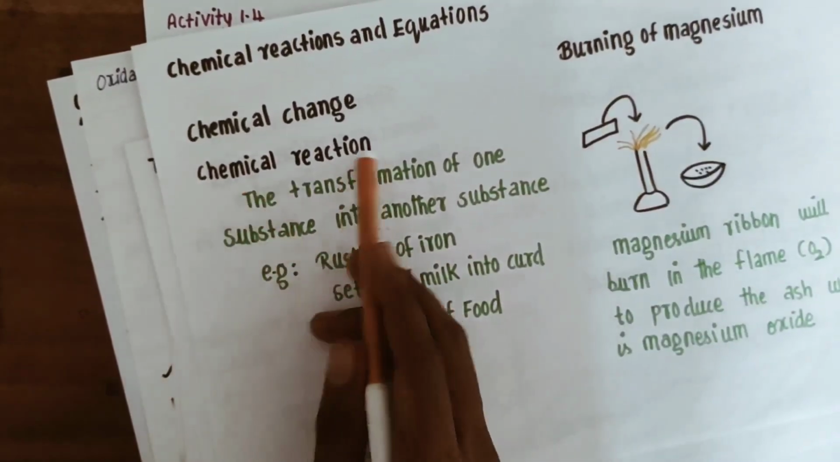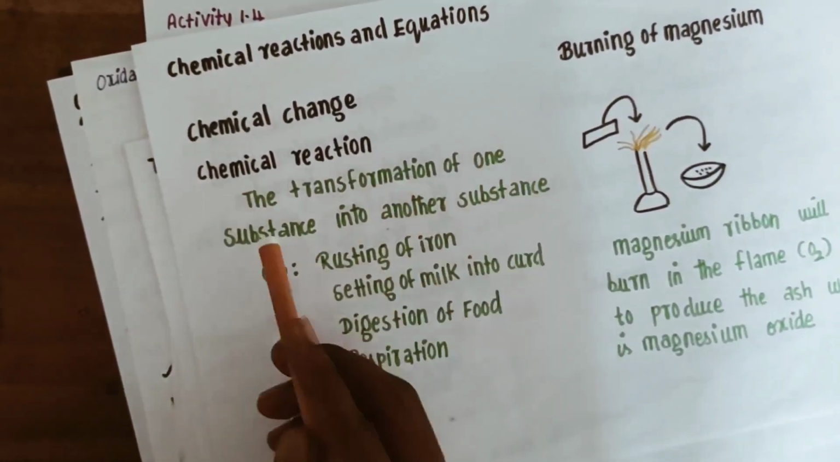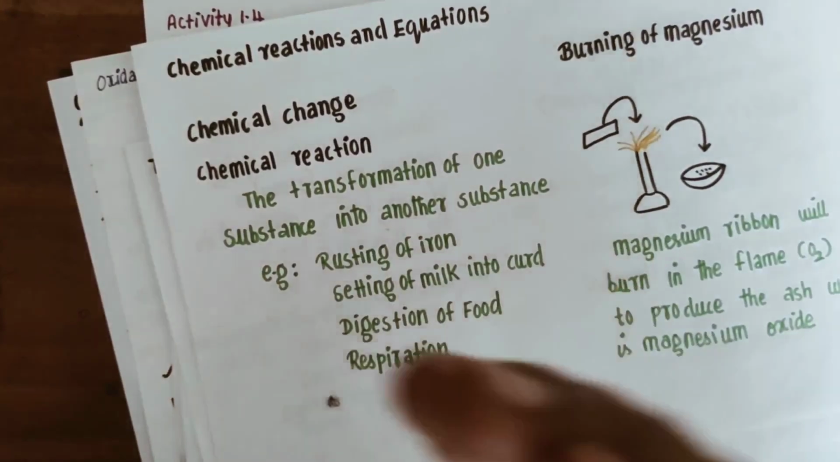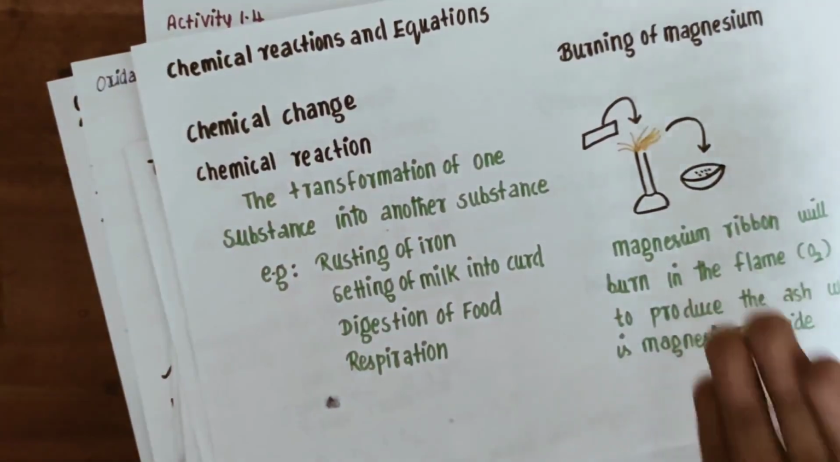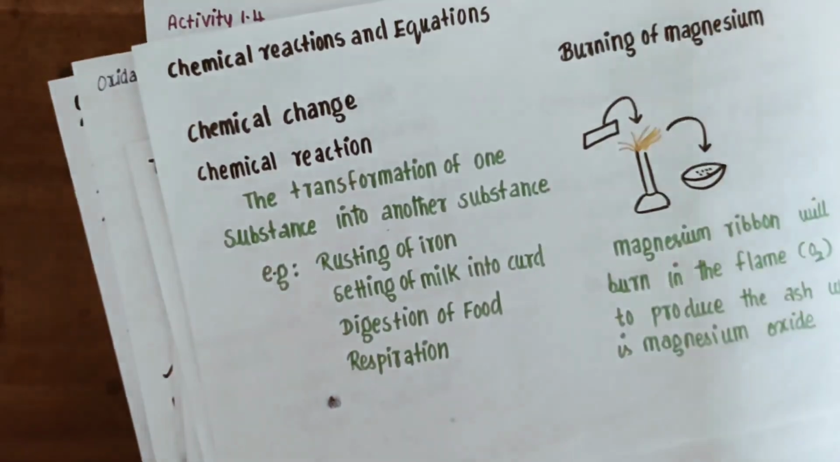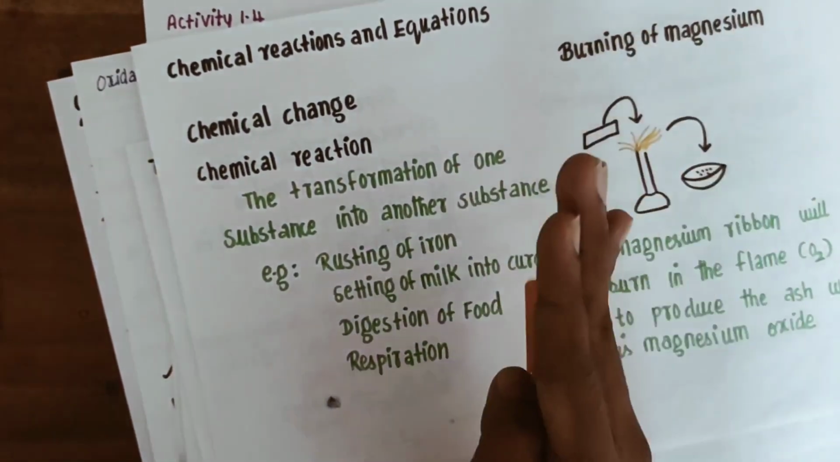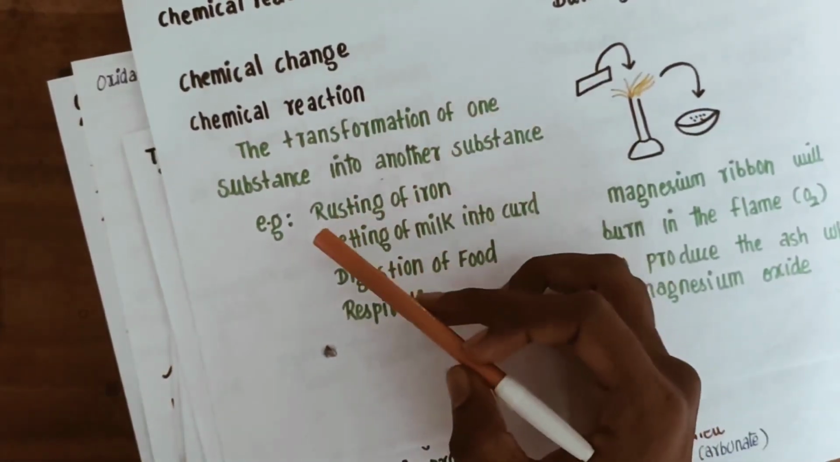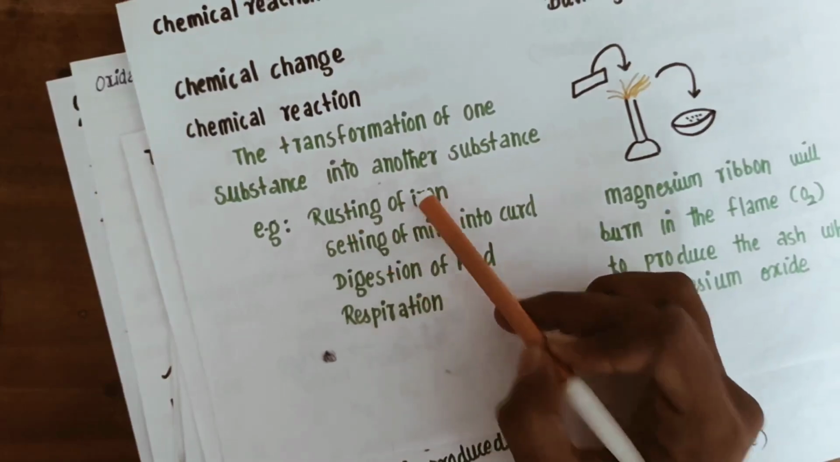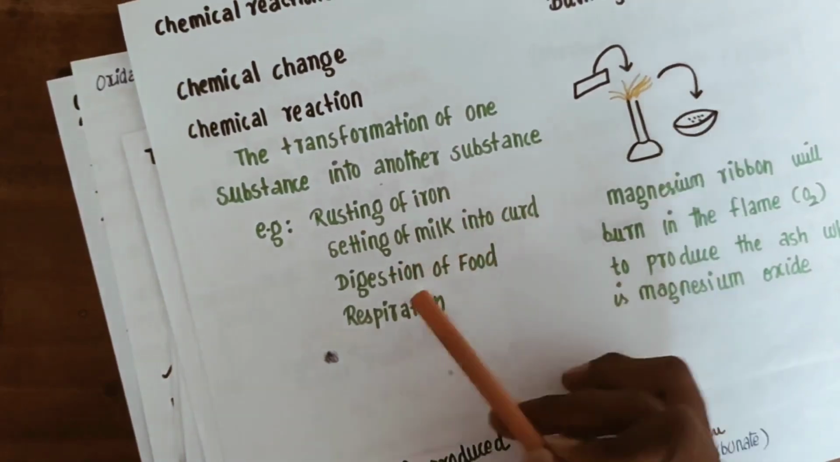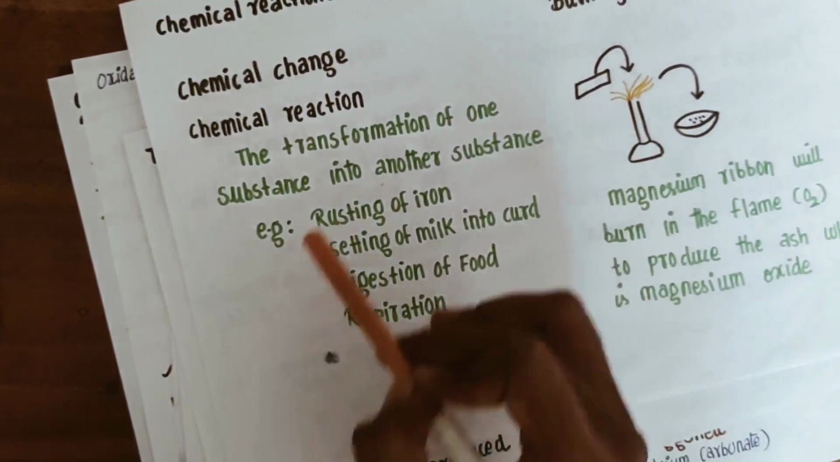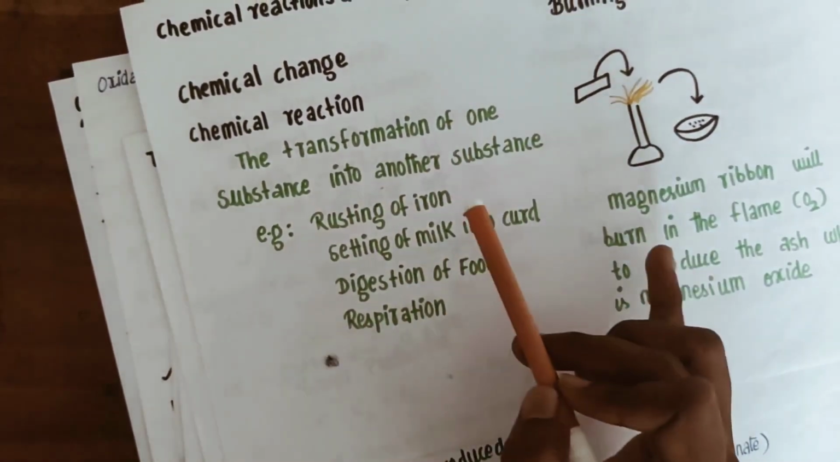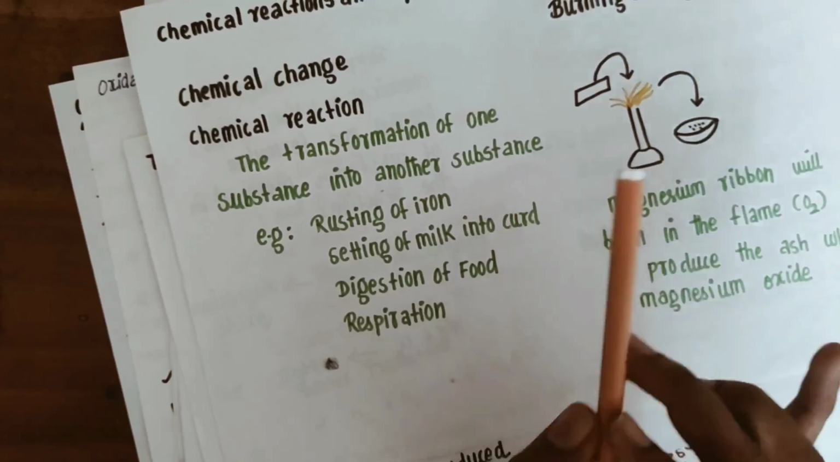Chemical reaction is a transformation of one substance into another substance, or one substance will get converted into another substance. A completely new product will be formed. You cannot reverse that particular process. To note the examples, please remember: rusting of iron, setting of milk into curd, digestion of food and respiration. All these examples are given in your textbook. Anything can be asked as an MCQ.